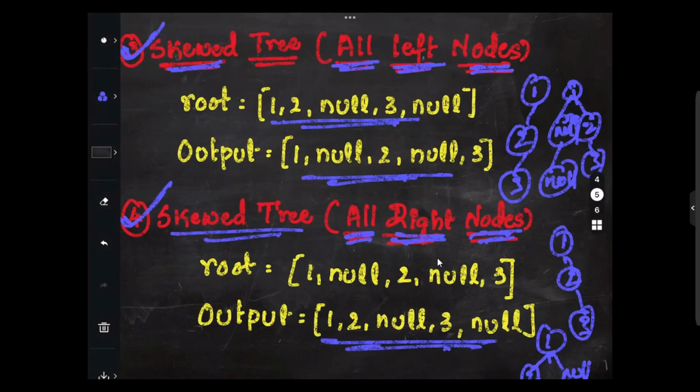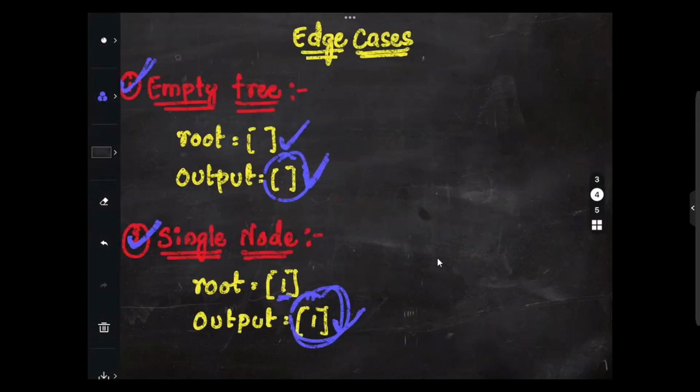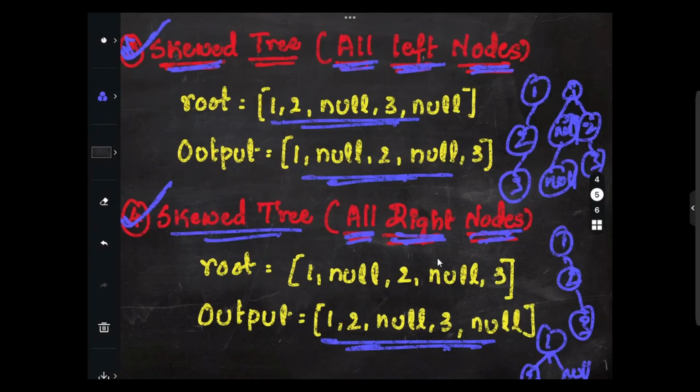So these are the 4 edge cases that we need to keep in mind here. The first one is the empty tree, the second one is the single node, the third one is the left skewed tree, and the fourth one is the right skewed tree, right? I hope all the edge cases are clear here, right?